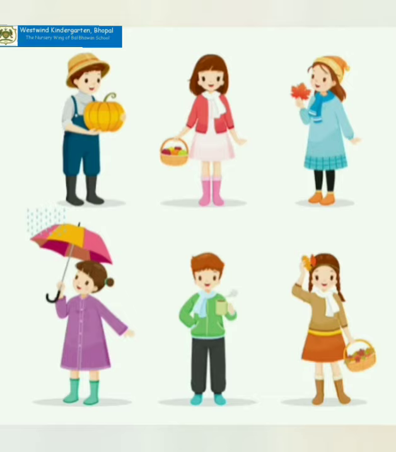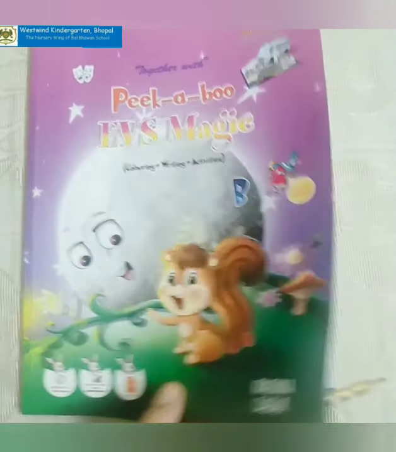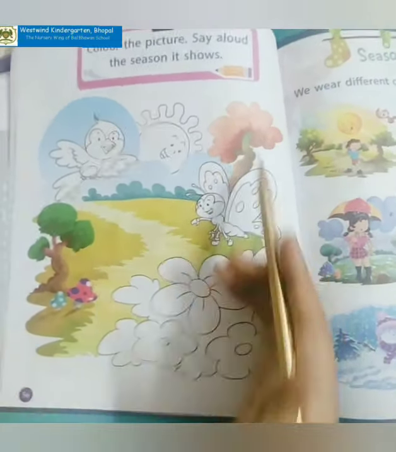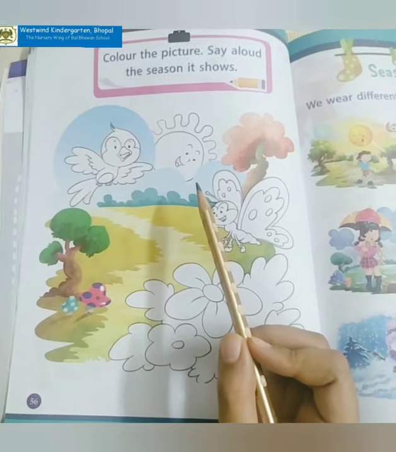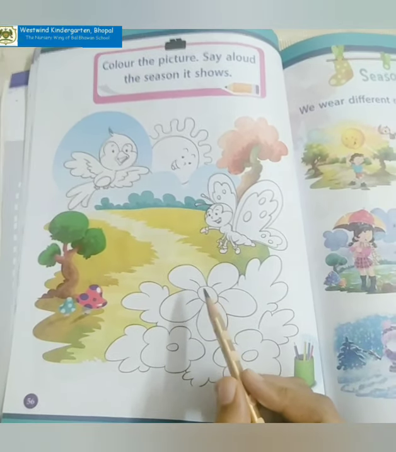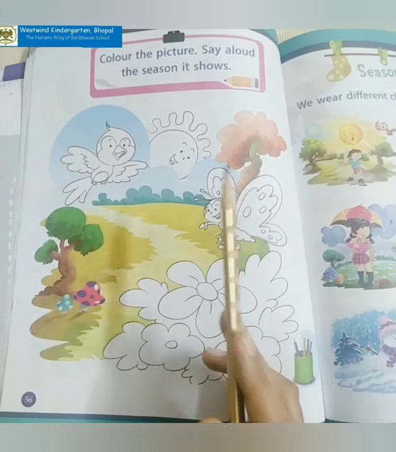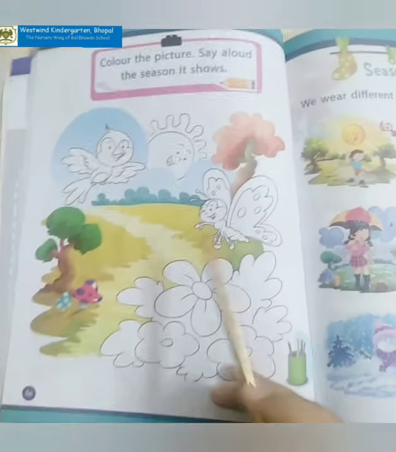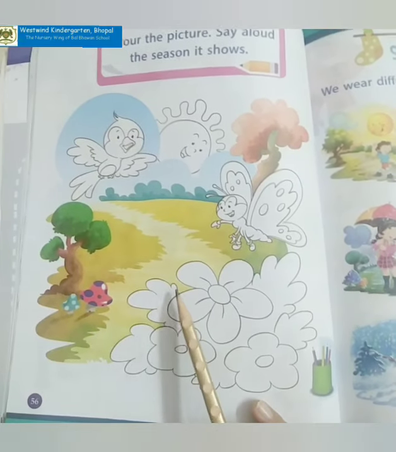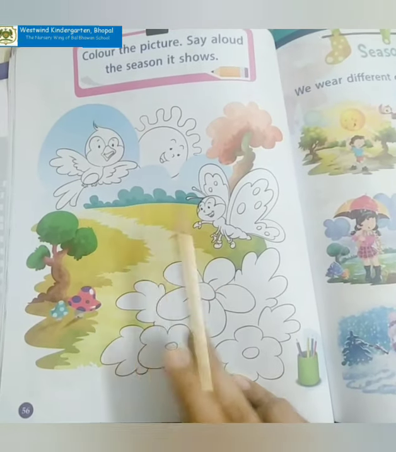Now, as we have learned about different types of clothes that we wear in different seasons, let us recall once again. Open page number 56 in your EVS book. Children, here can you identify the season it shows? It has big flowers, a beautiful bird and a butterfly. Correct. This picture is of spring season. Now you have to color this picture beautifully using crayons.